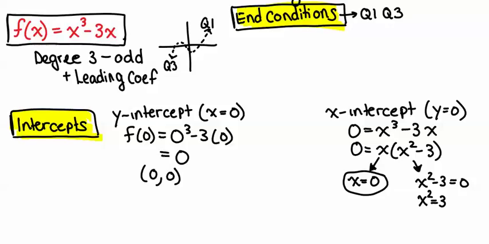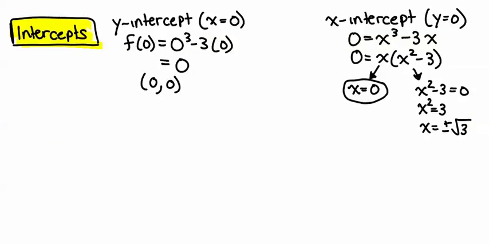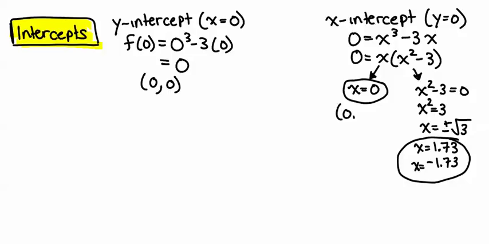And then to get rid of the squared, I'll just square root both sides. And remember, when we square root something, our answer could be positive or negative. So my answer would be plus or minus root 3, which I'll just write as 1.73 and negative 1.73. So I've got 3 roots. I found all my intercepts. So I've got (0, 0), (1.73, 0), and (-1.73, 0).